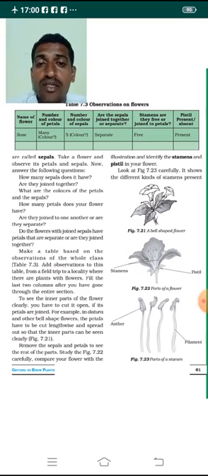Number and color of sepals: how many sepals are there in the given flower? You have to write that, and the color of it. Are the sepals joined together or separate? In the rose plant, the sepals are separate.